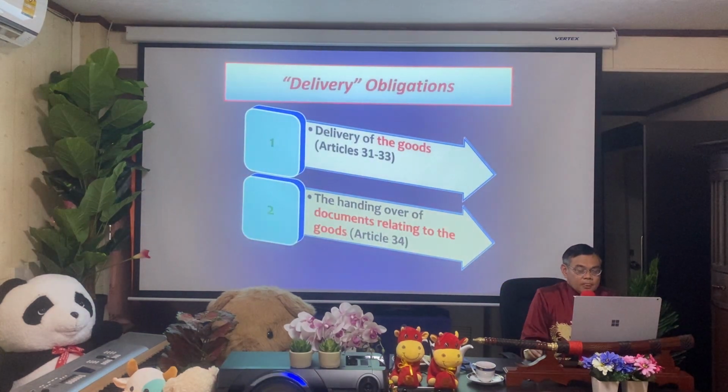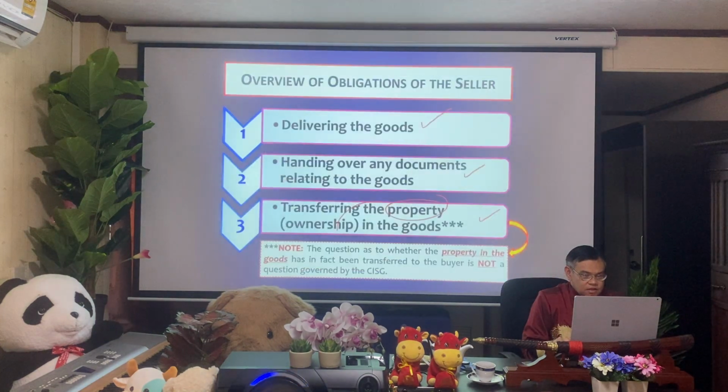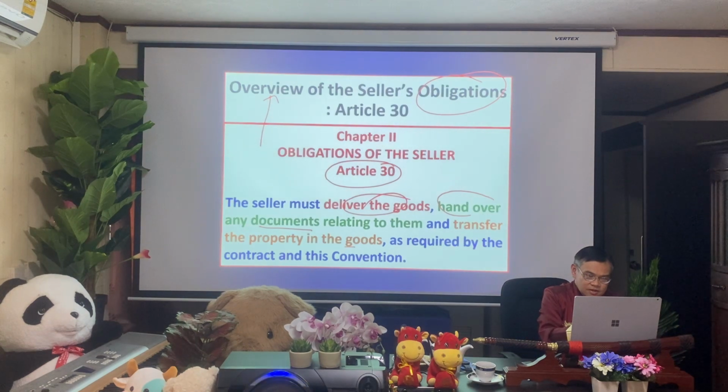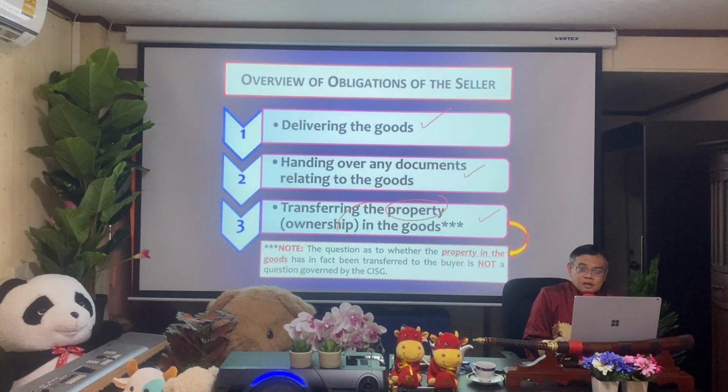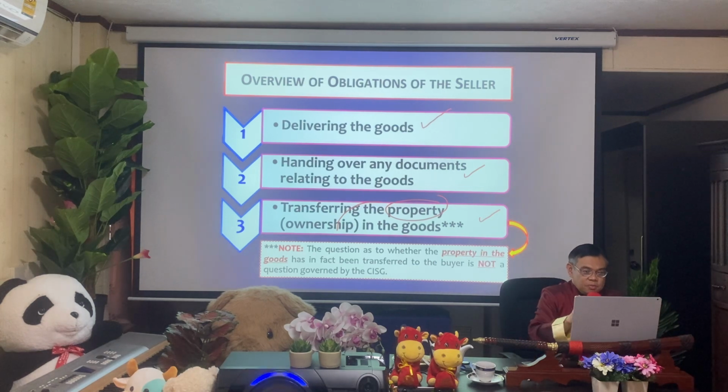Now back to the provision of Article 30, which, remember, gives us an overview of the obligations of the seller. According to this overview, there are three main obligations: the obligation to deliver the goods, the obligation to hand over any document relating to the goods, and the obligation to transfer the property in the goods.